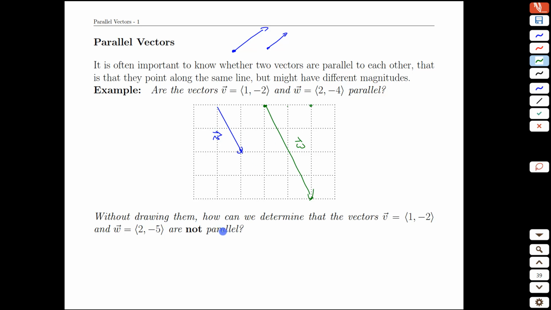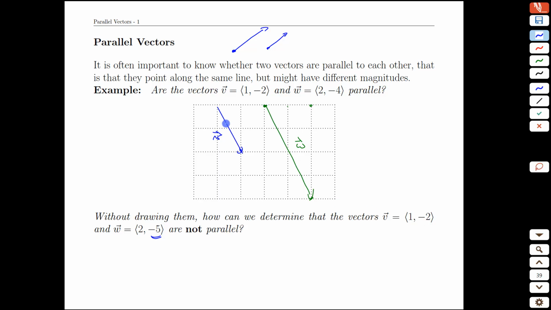The challenge is, could we have detected that before we actually drew the vectors? We don't want to have to draw everything. We would like to be able sometimes to just look at the component form and decide if that's true or not. And in particular, what if we had something that was not parallel? If we have 1, negative 2 versus 2, negative 5, well, that would go further down and that would break this parallel structure between the two vectors. How do we know that without getting to the diagram?